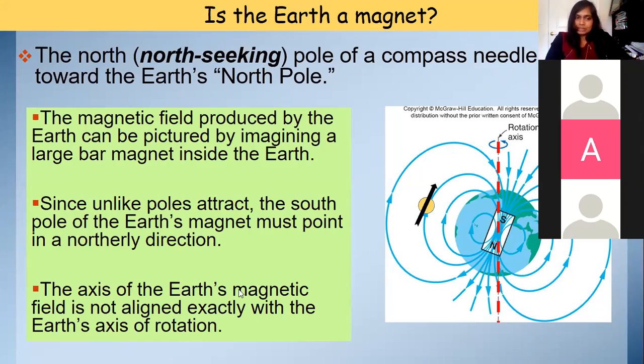The axis of the Earth's magnetic field is not aligned exactly with the Earth's axis of rotation. They are offset by 23.5 degrees. But the rotational axis and the magnetic axis cross at the center of the Earth. So they are not misaligned at the center, they're crossing there, but they're tilted by 23.5 degrees.